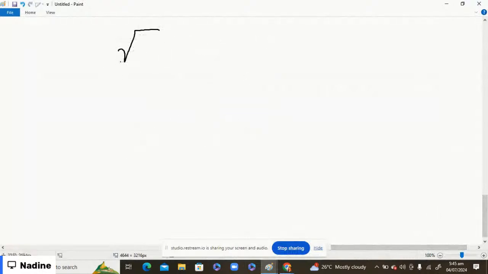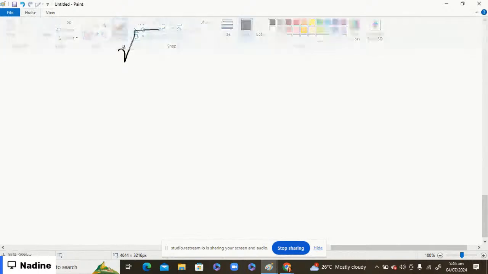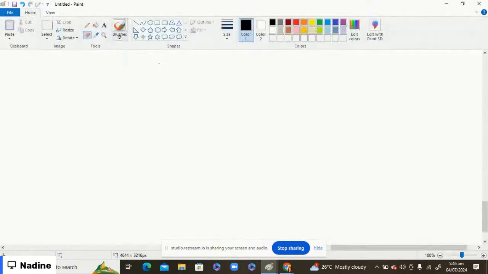Sometimes it may be a square root, like power 1 by 2, sometimes it's a cube root, sometimes maybe a fourth root. It depends. So for example, if you have a symbol like this, let me write something here.